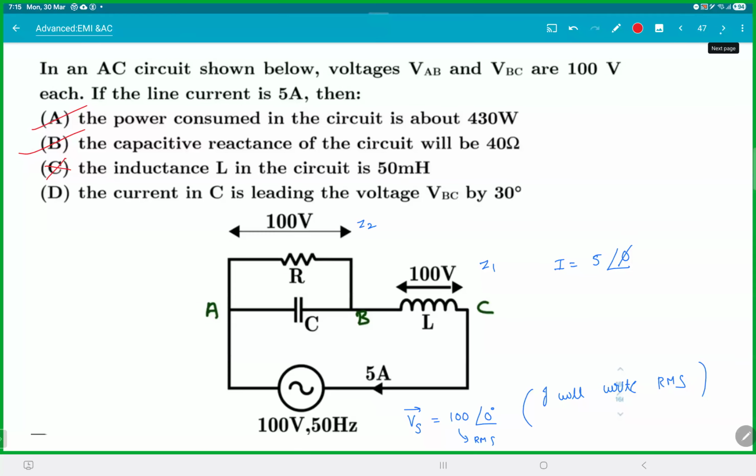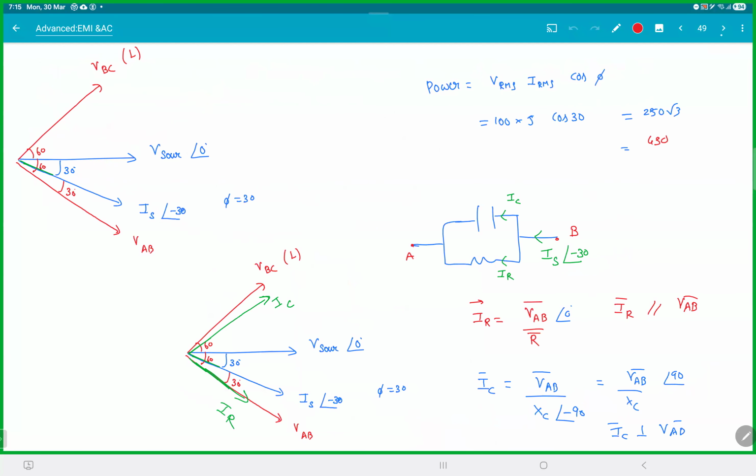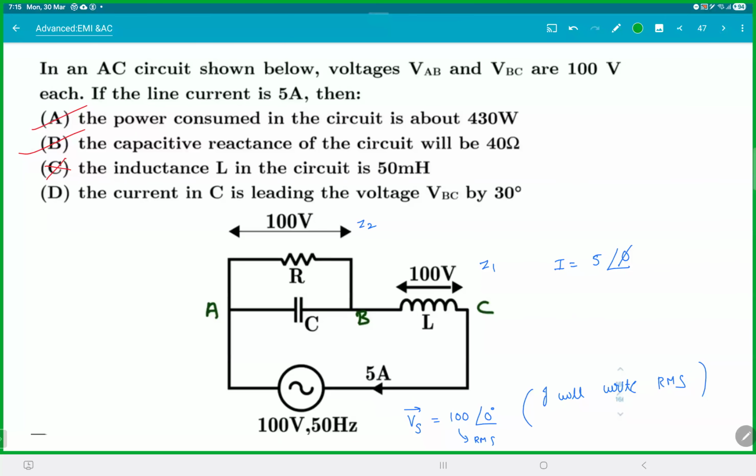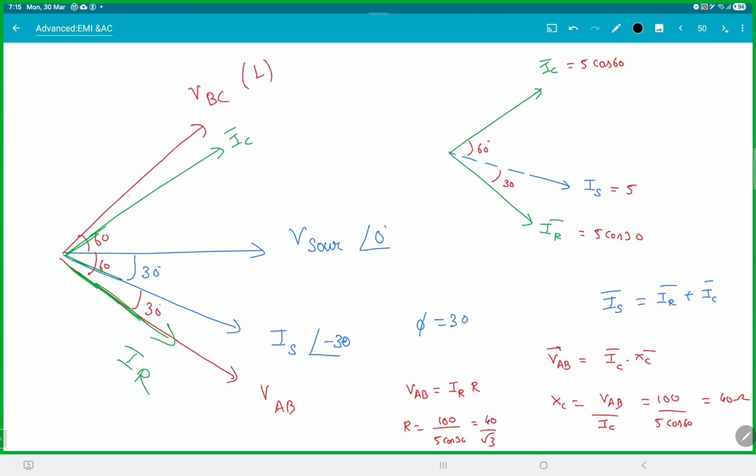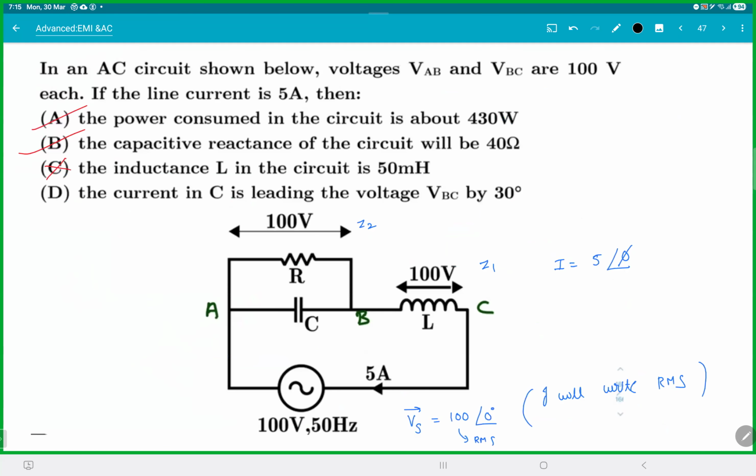What is the last option? The current in C is leading the voltage by 30 degrees. So what is the current in C? VC, and leading the voltage of BC. This angle here is 30 degrees. So tell me, is IC leading or lagging? IC is behind, right? IC lags VBC by 30 degrees. It doesn't lead. It's behind that. So the fourth option was wrong.